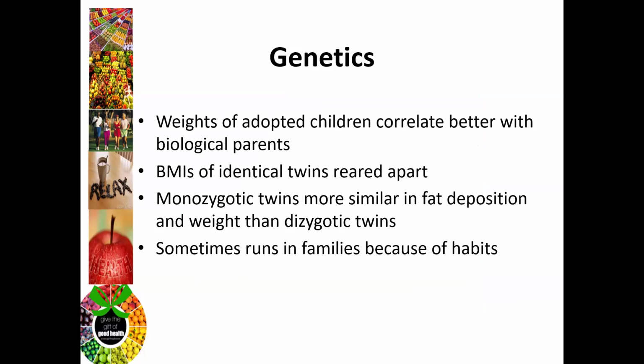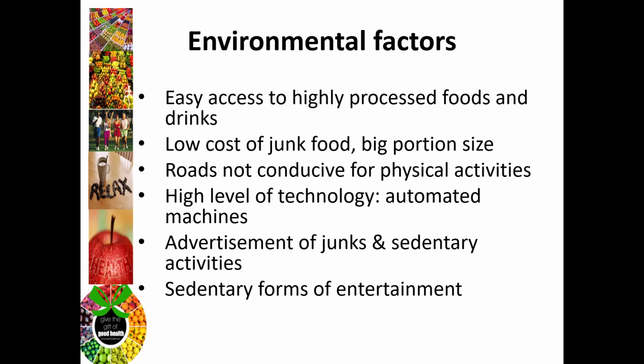So proving further that obesity is genetic, we've discovered that weights of adopted children correlate better with biological parents. Body mass index of identical twins that are reared apart are similar. Monozygotic twins are more similar in fat deposition and weight than dizygotic twins. Sometimes, apart from this gene, it also runs in families because of habits. So we need to understand that.